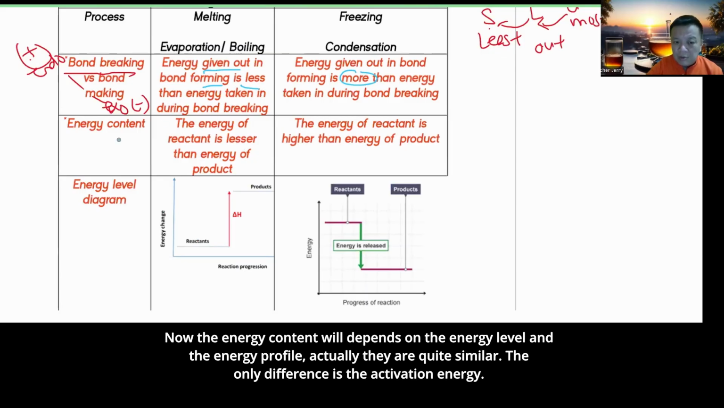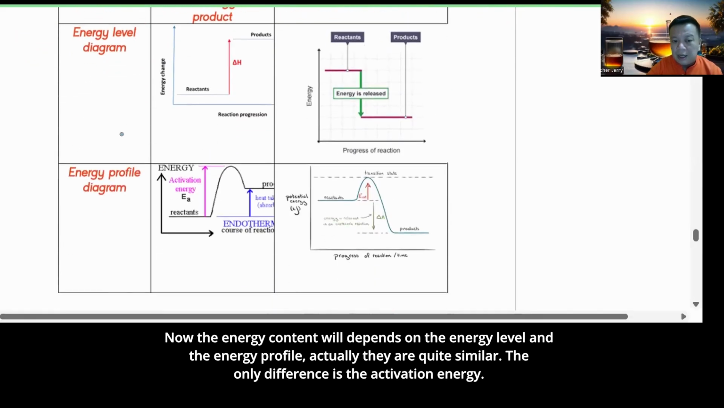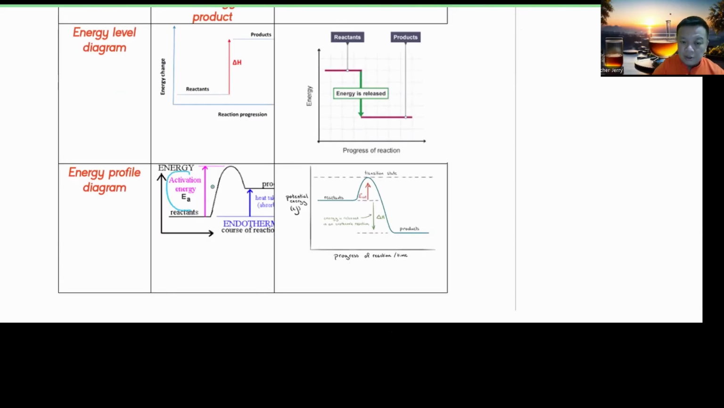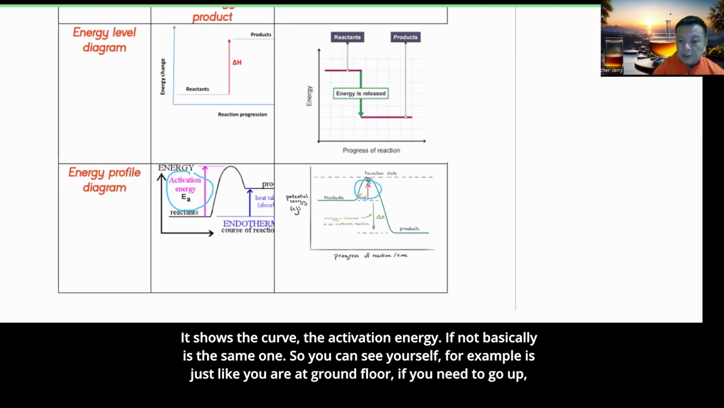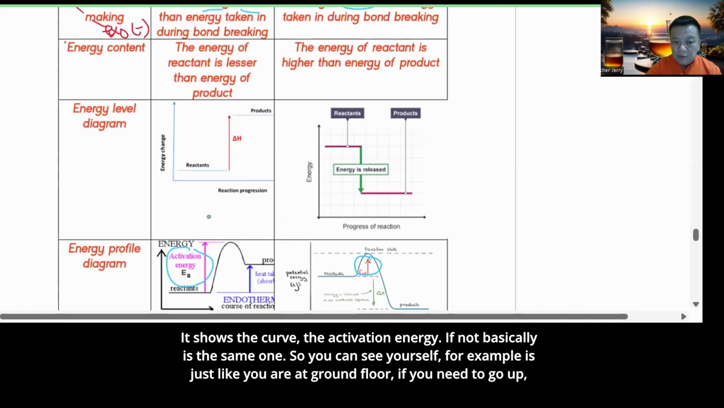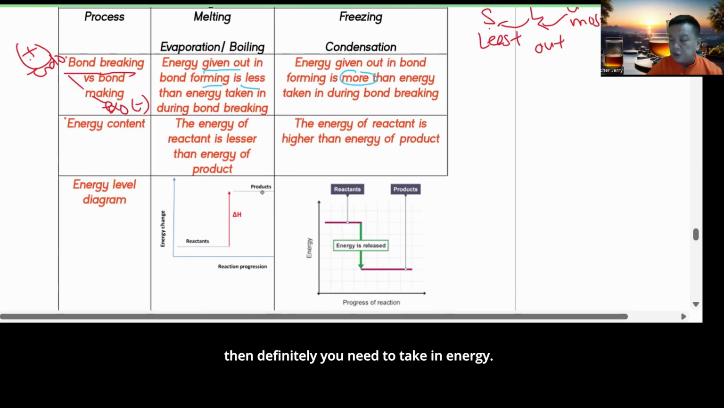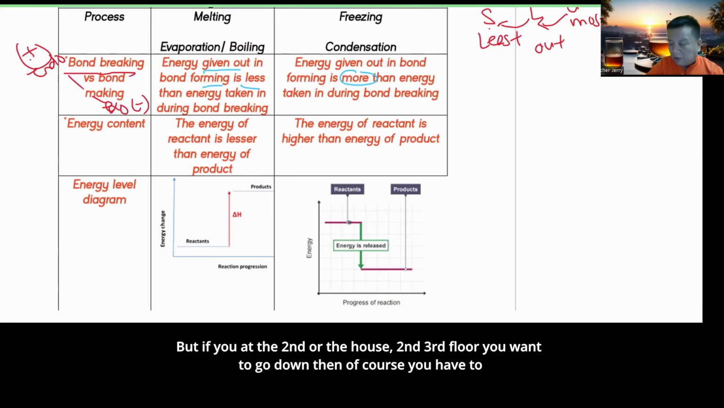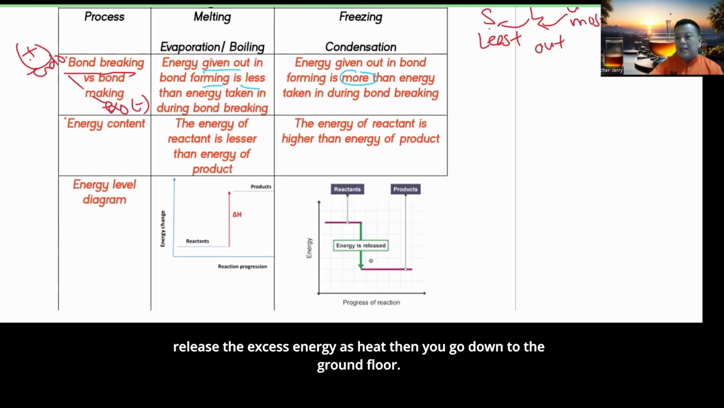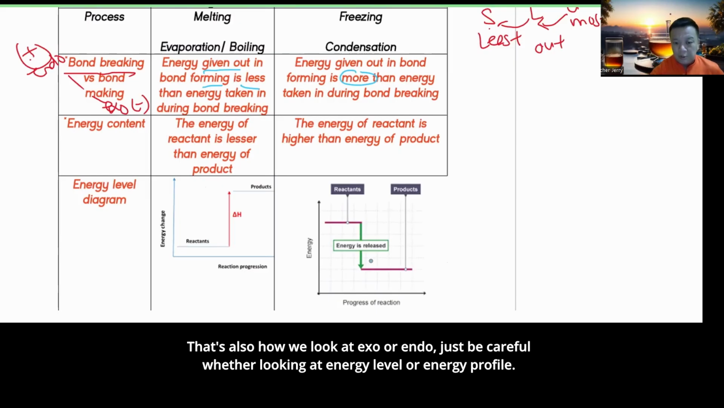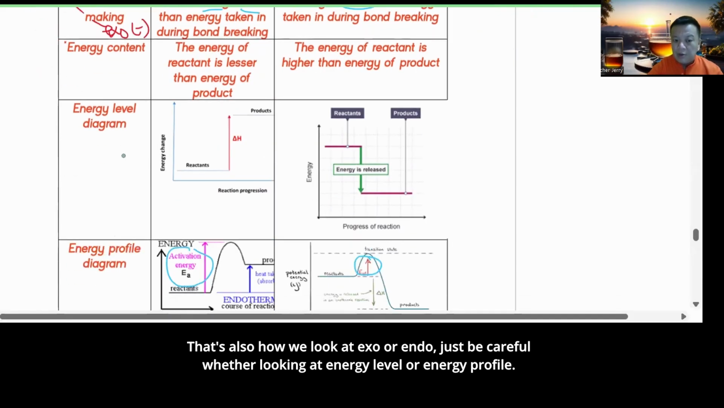Now the energy content depends on the energy level and the energy profile diagram. Actually, they're quite similar. The only difference is the activation energy. The profile shows a curve, the activation energy. If not, basically it's the same. It's just like if you're at the ground floor and you need to go up, then definitely you need to take in energy. But if you're at the second or third floor and you want to go down, then of course you have to release the excess energy as heat, then you go down to the ground floor. That's also how we can look at endo and exothermic. Just be careful whether they're looking at an energy level diagram or an energy profile.